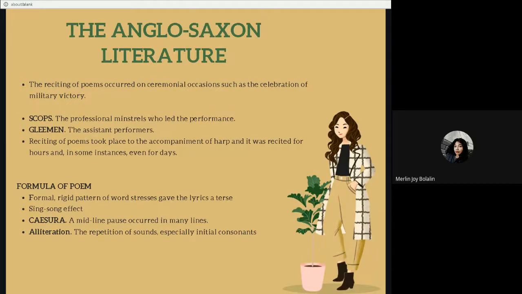That is why the reciting of poems occurred on ceremonial occasions such as the celebration of military victory. Scops is the term for the professional minstrels who led the performance, and their assistant performers are the gleemen. The reciting of poems took place to the accompaniment of a harp. It was recited for hours and in some instances even for days. That long.